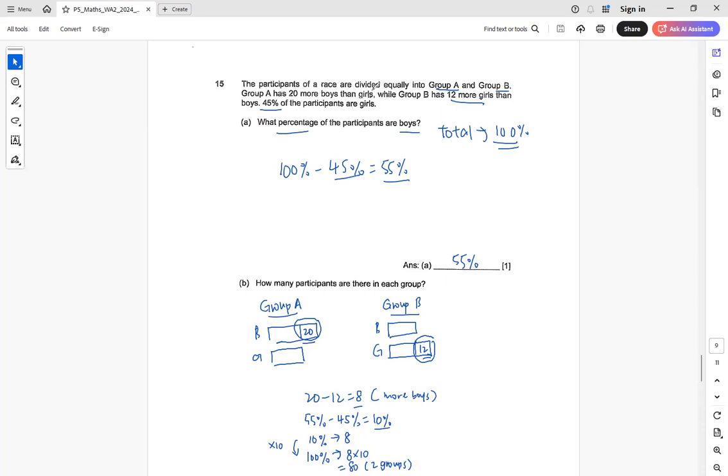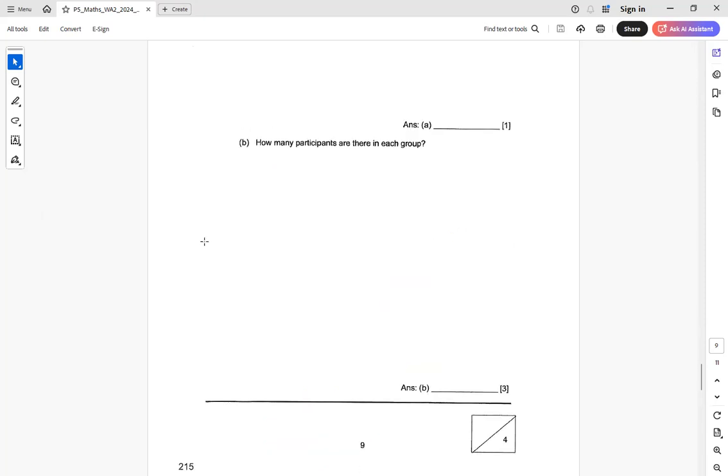At the first sentence, they tell us that the participants are divided equally into group A and group B, meaning A and B has the same number of participants. Okay, so since total is 80, if I want to find one group, I just simply take 80 divided by 2. I will get 40 participants in each group. So that's my answer for 15B. All right. Okay, with this, let's move on to the next and last question, which is question 16.